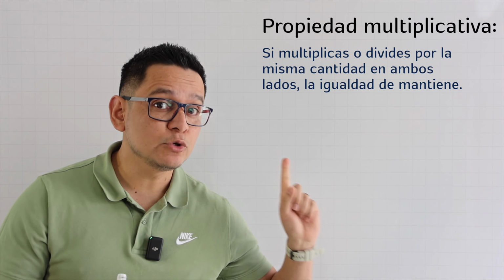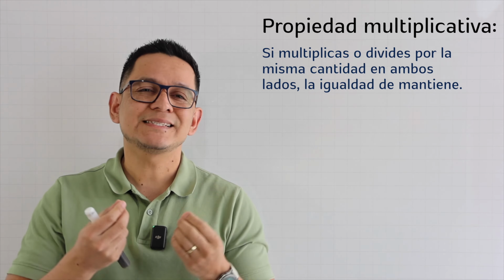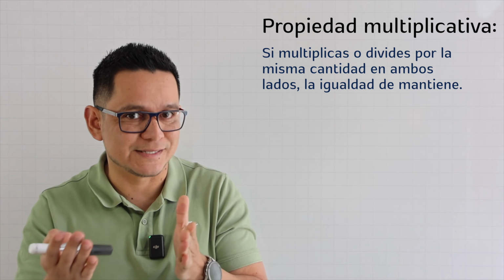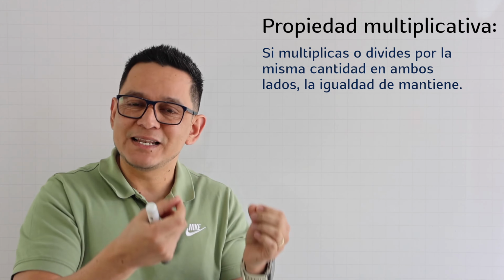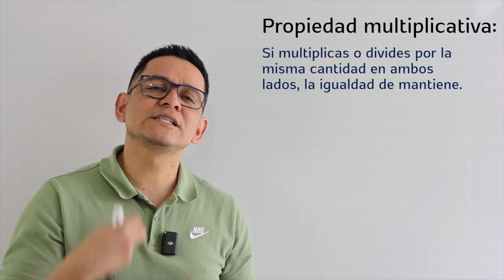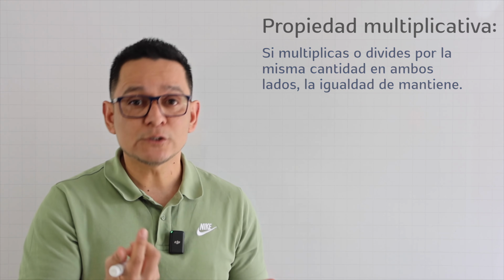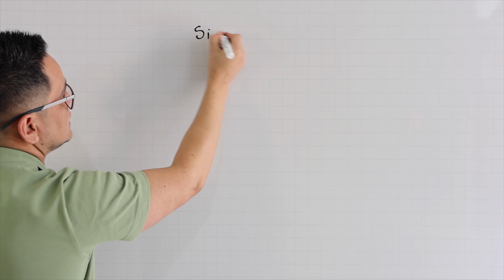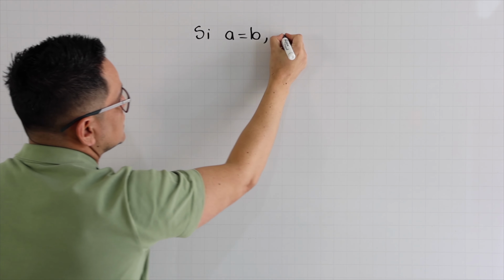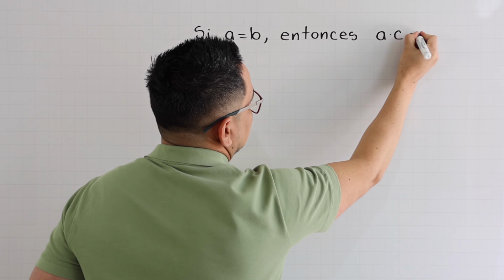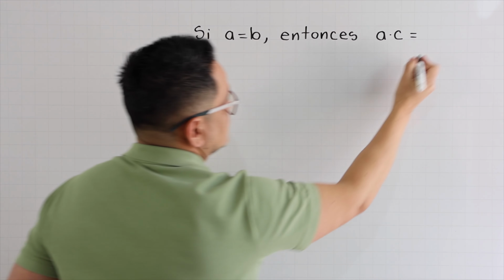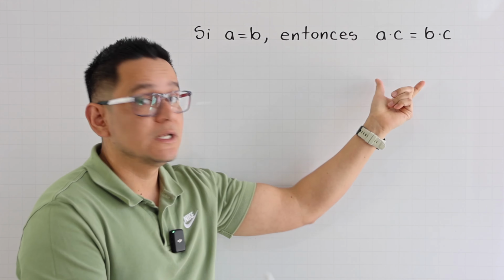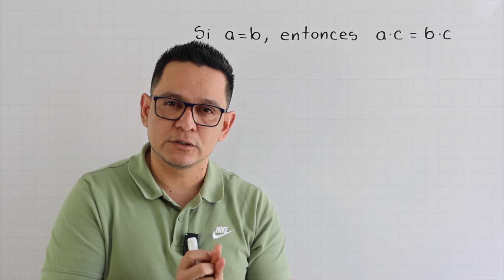The multiplicative property is very similar. It states that if we multiply or divide both sides of the equation by a value that is not 0, then the equality is maintained. We can write this in the following way, so let's put it again. If A is equal to B, then A times C is equal to what? Well, B times C.